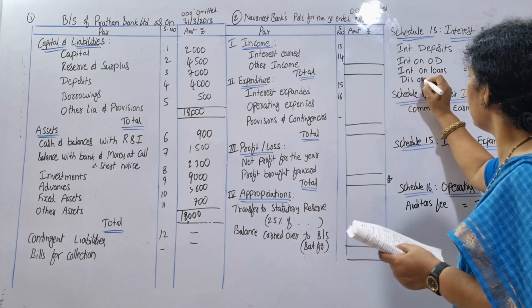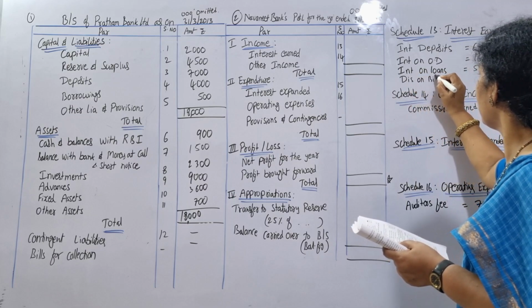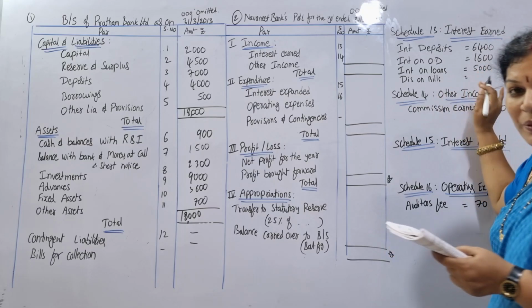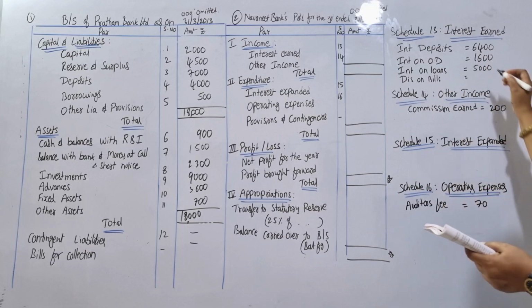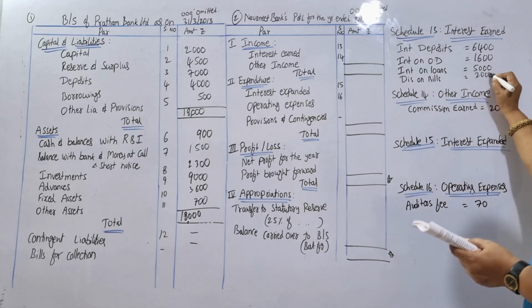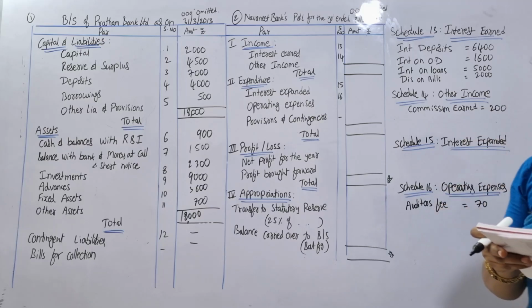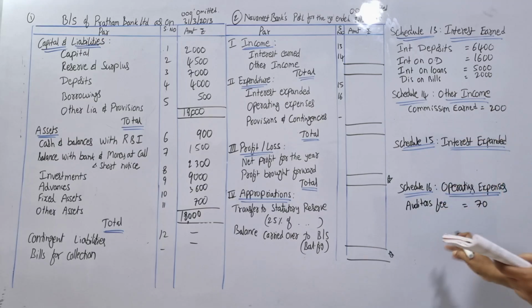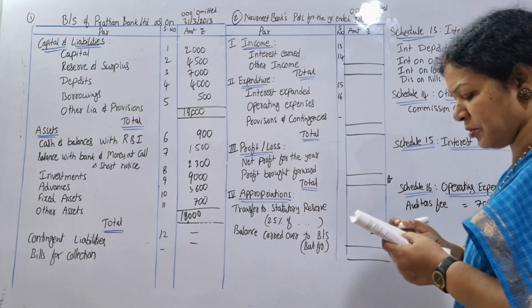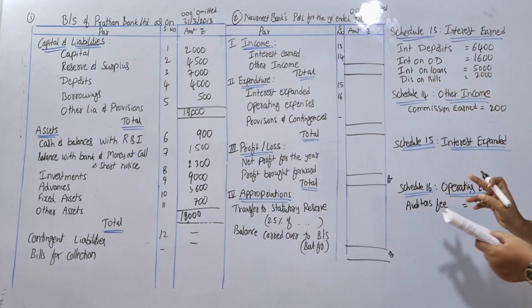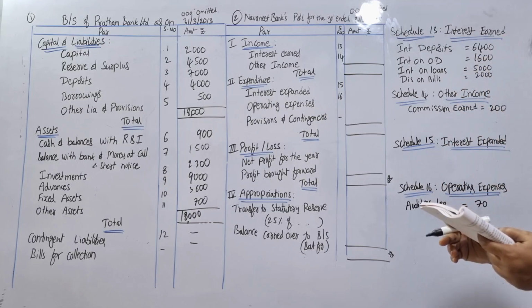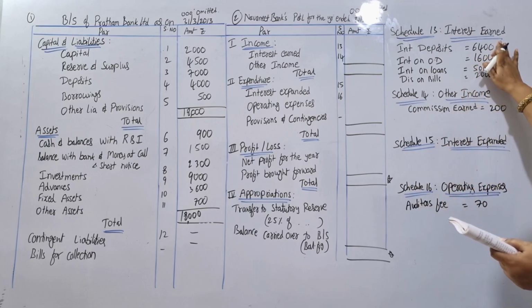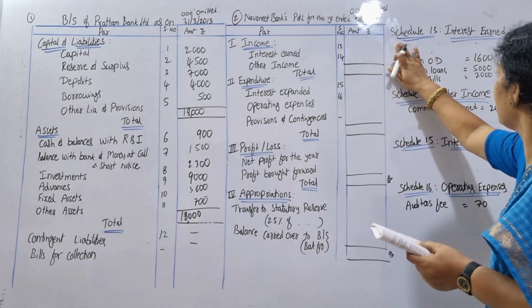I could have provided more place here because items are more. So this is 2,000. Next, rent and taxes, operating expenses. Interest expended is not there. Yeah. First one is interest expended. Sorry, 6,400. Interest expended, not interest deposits.